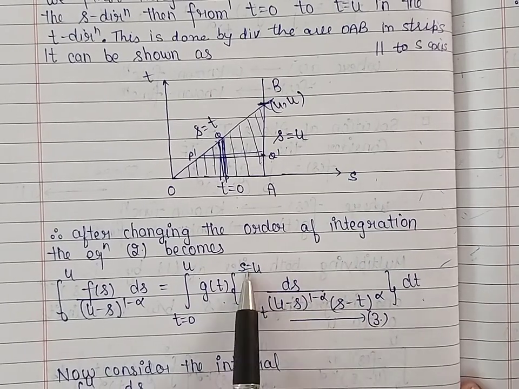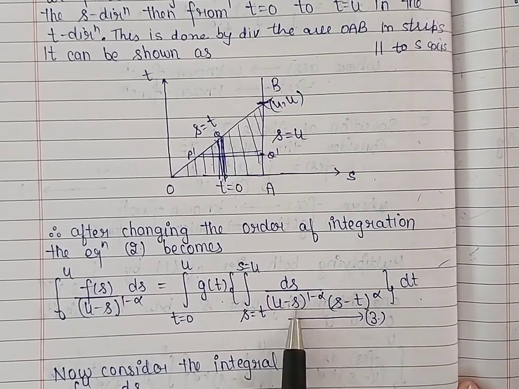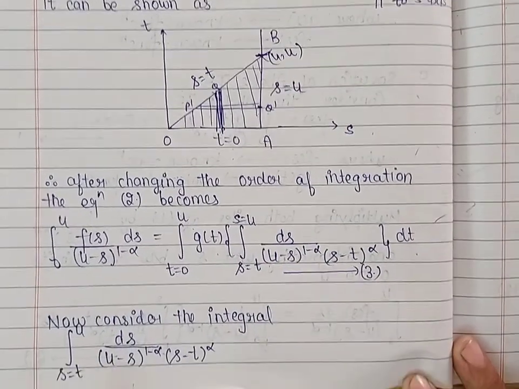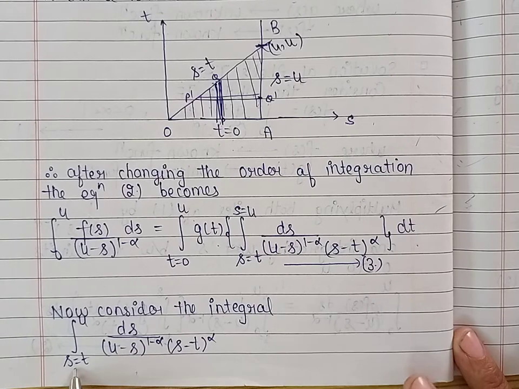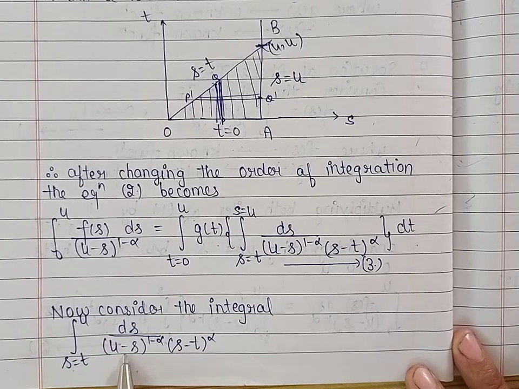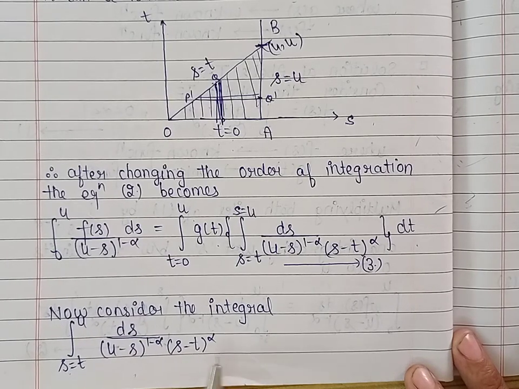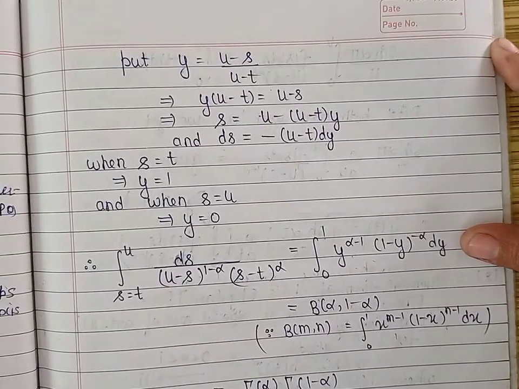Now let us consider this integral and simplify it. Consider the integral from s equals t to s equals u of 1 upon (u minus s) raised to the power 1 minus alpha, into (s minus t) raised to the power alpha. In order to solve this integral, let us make a substitution.